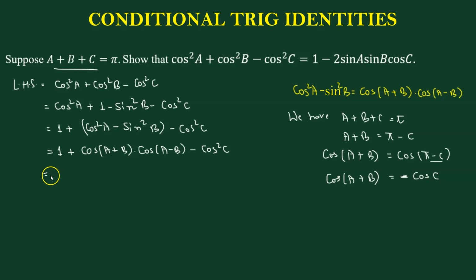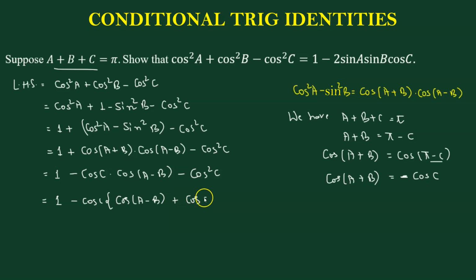Okay, so let's rewrite our expression. Now we get 1, and in place of cosine of a plus b, we replace it with negative cosine of c multiplied by cosine of the angle a minus b, minus cosine squared c. We take negative cosine c as the common factor from the second and third terms. That leaves us with cosine of a minus b added to cosine of c. So this is equal to 1 minus cosine of angle c multiplied by cosine of angle a minus b.